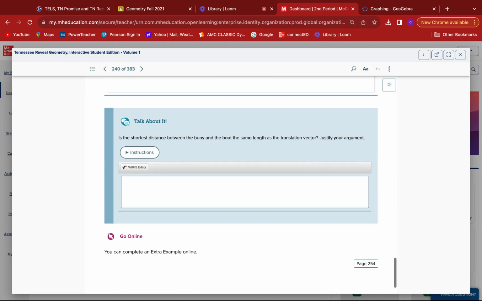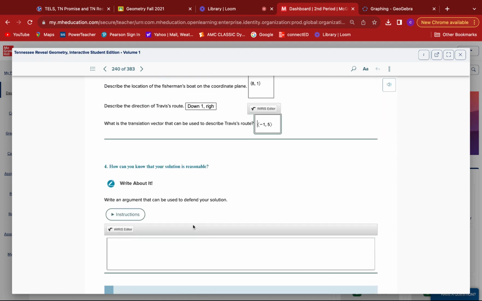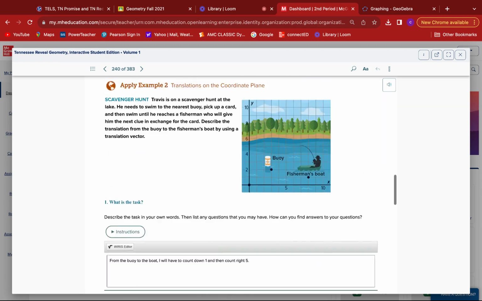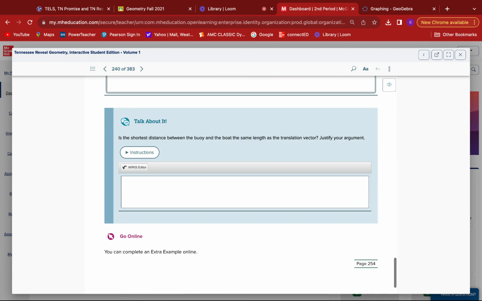All right. Where was I? Yeah, your solution is reasonable. All right, so what argument? Apply the translation. Fisherman's boat. So let's put right there. I'm not sure exactly. I mean, they're trying to make it more complicated than what it is, y'all. Down 1, right 5, going from the buoy to the fisherman's boat. Yeah, I'm not sure what they're wanting here.